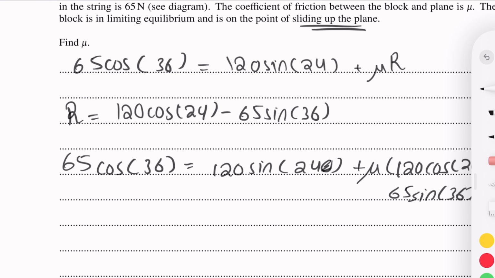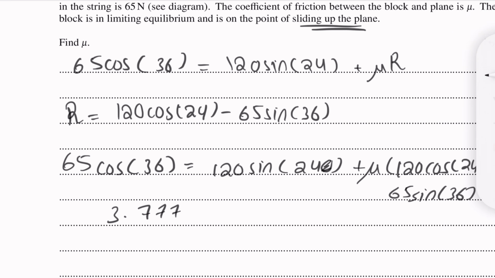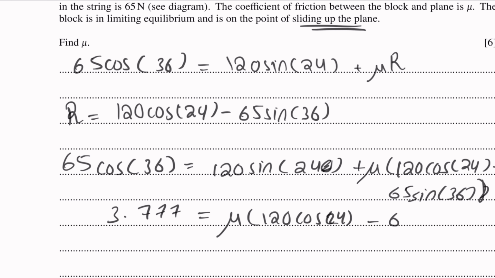So 65 cosine 36 is 52 point whatever, and then minus 120 sine 24 gives 3.777. And there are parentheses here, that's going to equal mu times 120 cosine of 24 minus 65 sine of 36. Now you can go ahead and divide by this on either side.